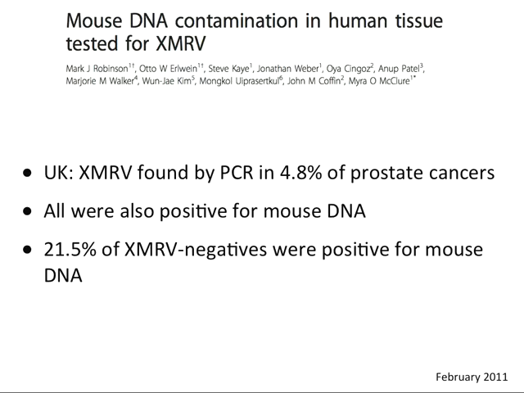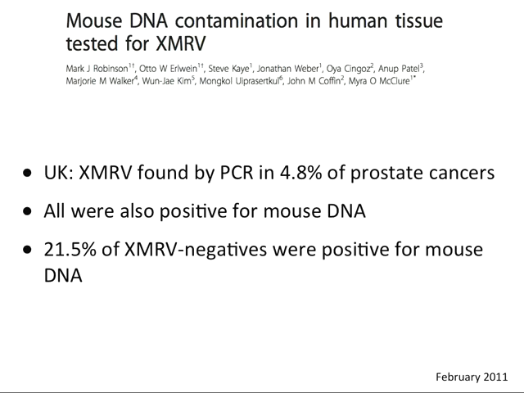They also had XMRV negatives, 20%. Also 20% of those were positive for mouse DNA. So mouse DNA, remember, has related sequences in it. Mouse genomes have 10 to 20 copies of integrated xenotropic viruses. So this said, basically, you have to be really careful, because in many labs, there are mouse sequences present if you work on mice.